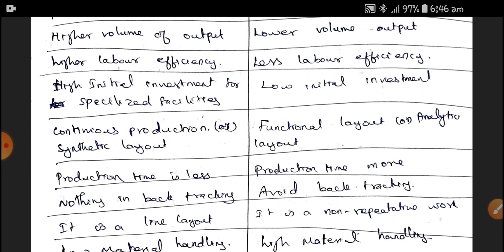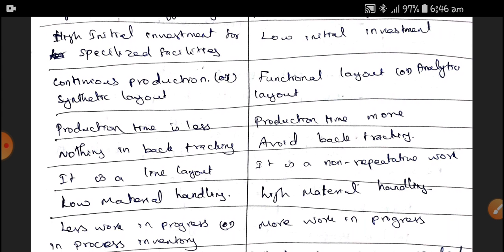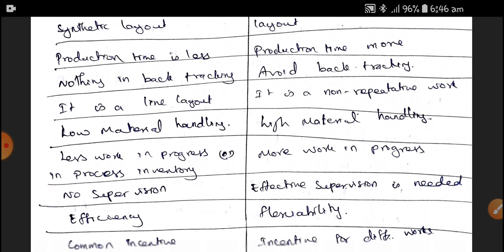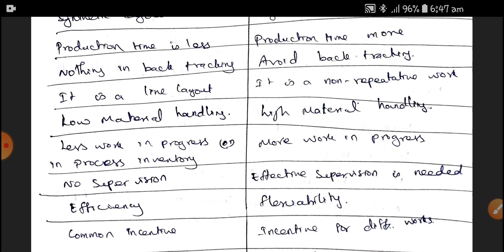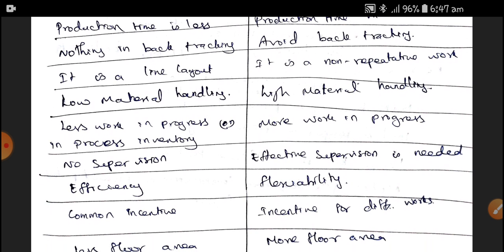In the product layout production time is less, in the process layout production time is more. In product layout there is no backtracking; in process layout we can avoid backtracking. In product layout it is a line layout, and process layout it is a non-repetitive work layout, whereas in the product layout very low material handling, whereas in the process layout it has high material handling. In product layout, less work in progress or less process inventory. In the process layout, more work in progress or more process inventory.